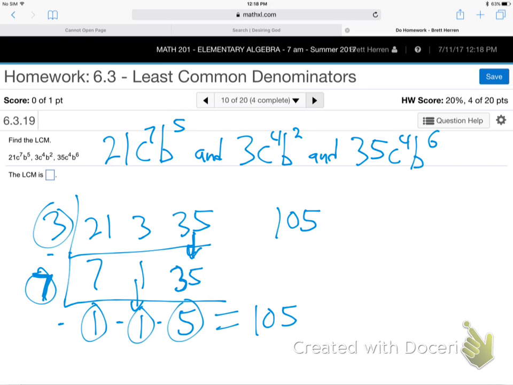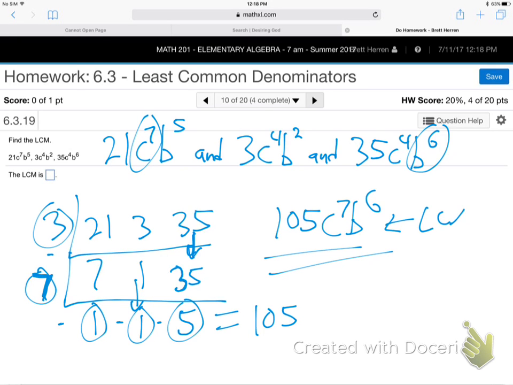And now, what is the LCM? With the letters, you just take the highest power of C. What's the highest power of C? 7th. What's the highest power of B? B to the 6th. And you're done. That's the LCM. That right there is the LCM. That's the smallest container that any of those 3 will fit into. That's what we're finding. Is that okay? Questions on that?